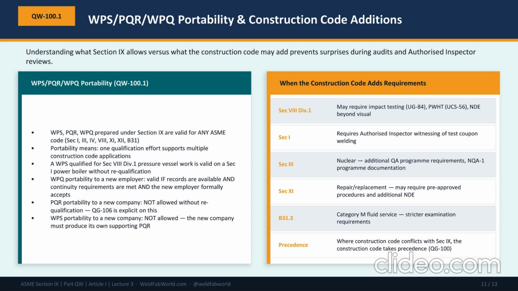If your company acquires another company's shop and you want to use their procedures, you must produce your own PQR. There is a narrow exception for ownership transfers under QG 107 in the 2025 edition, where the new owner takes full responsibility and quality program documentation requirements are met. But in standard subcontract or vendor situations, PQR portability is not permitted.